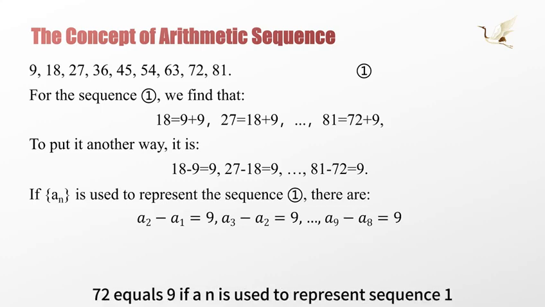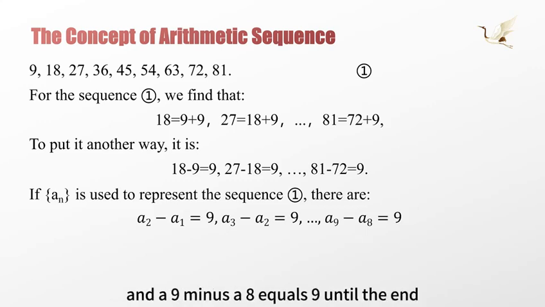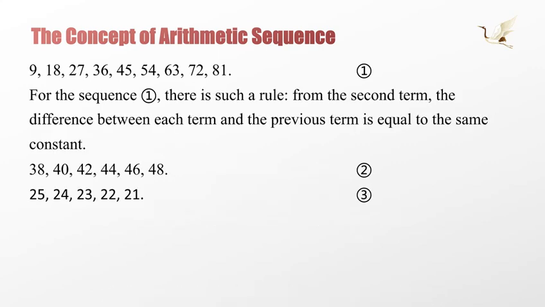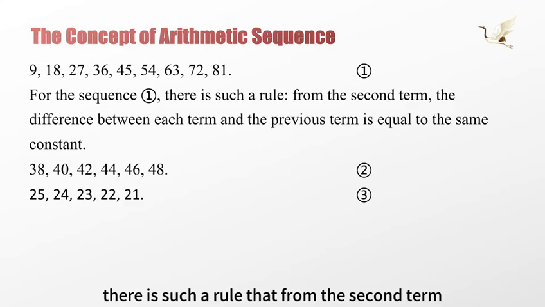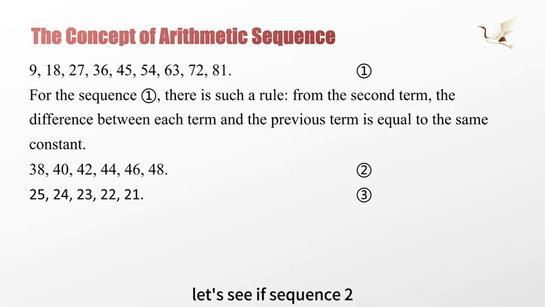If a_n is used to represent sequence 1, a_2 minus a_1 equals 9, a_3 minus a_2 equals 9, and a_9 minus a_8 equals 9 until the end. It is not difficult to see that in sequence 1, there is such a rule that from the second term, the difference between each term and the previous term is equal to the same constant. Let's see if sequence 2 and sequence 3 have similar laws.